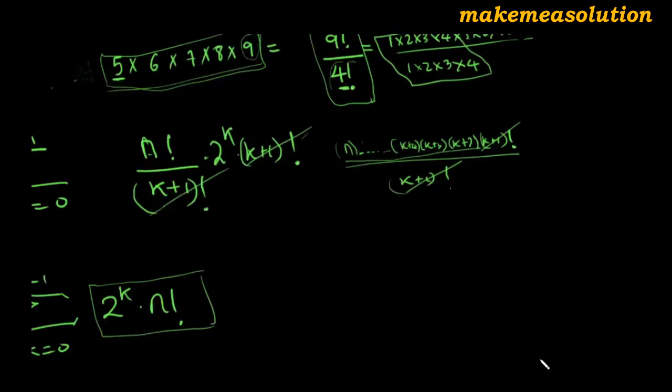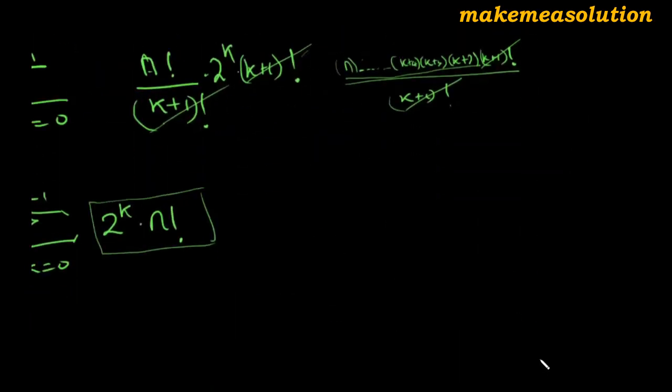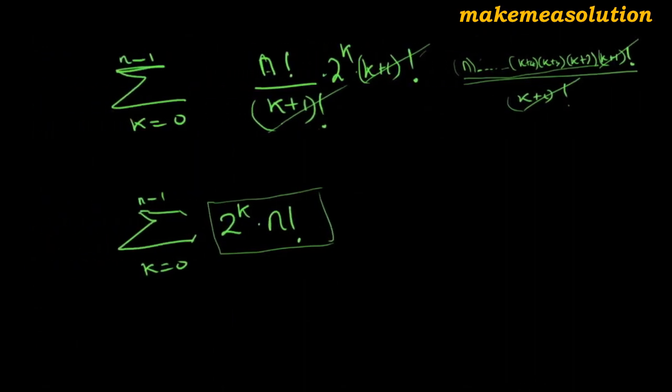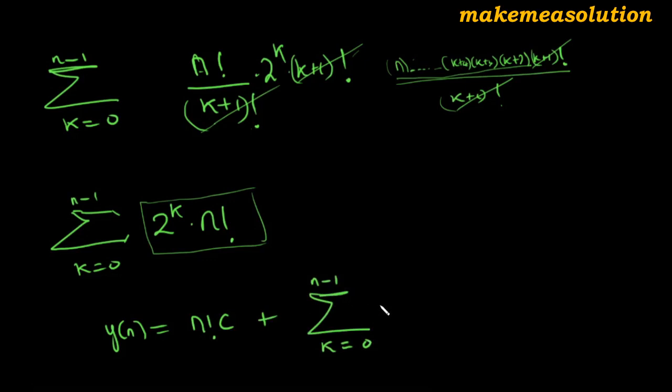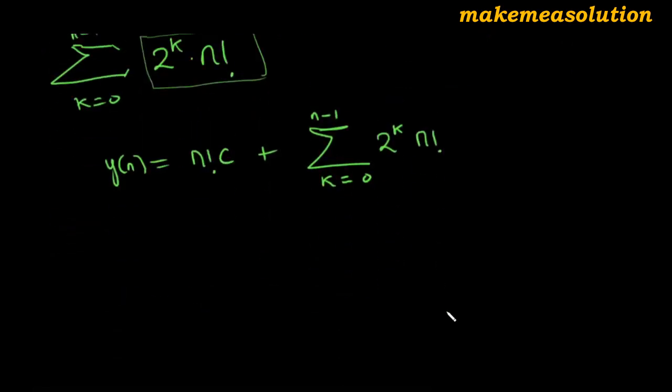Let's go together. So what do we have? This is what we're going to have. Okay, if you're following me, our y of n is going to be n factorial multiplied by c, plus the summation from k equal to 0 to n minus 1 of 2 to the k and n factorial. So let's move further. We still have work to do on this place.